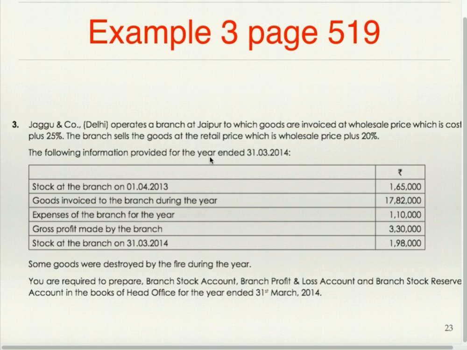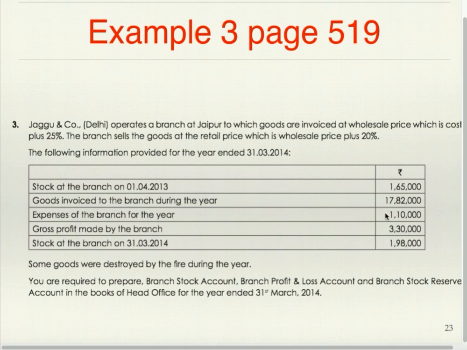Following information is provided for the year ended 31st March 2014. Stock at branch on 1/4/13, 1,65,000. Branch stock account, to balance brought down. Goods invoiced to branch during the year, 17,82,000. Goods sent to branch account. Branch stock account debit to goods sent to branch account.